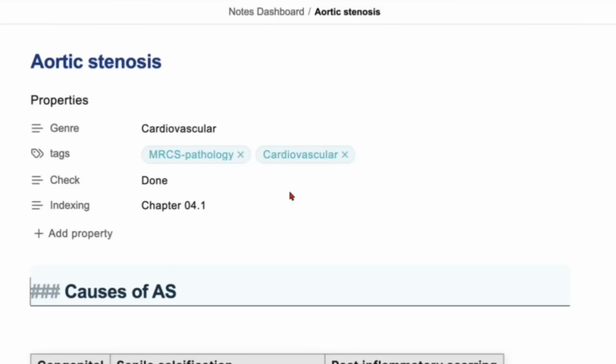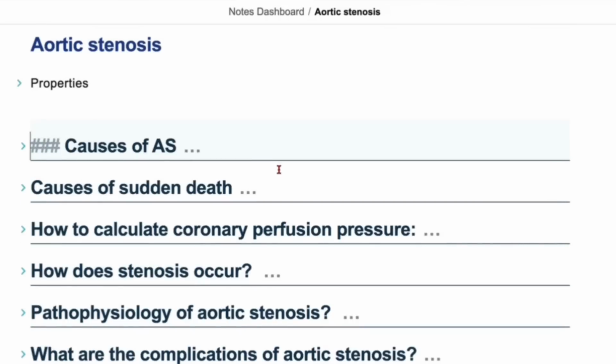Right, let's go to aortic stenosis. What are the causes of aortic stenosis? So, broadly speaking, there are three causes for aortic stenosis.